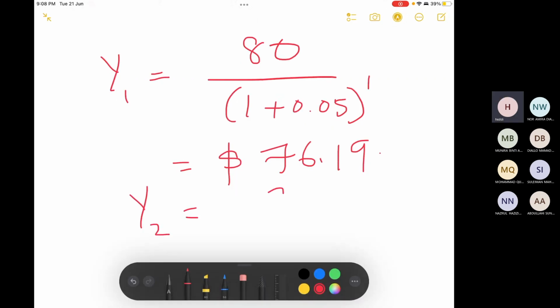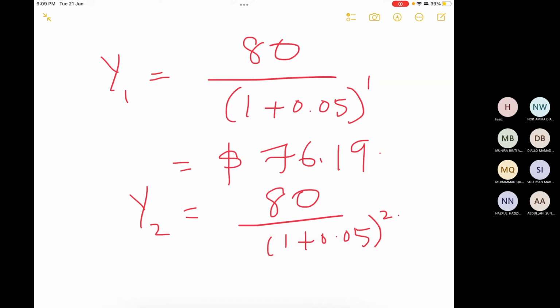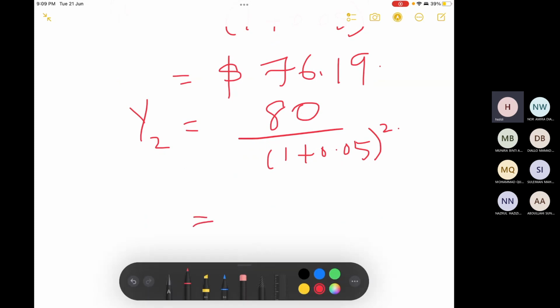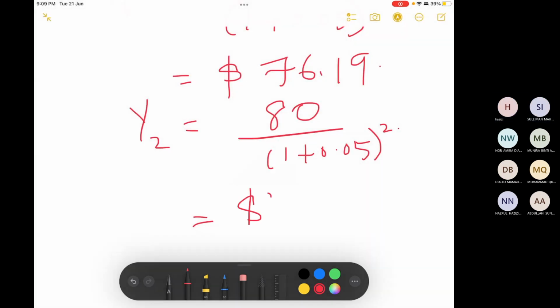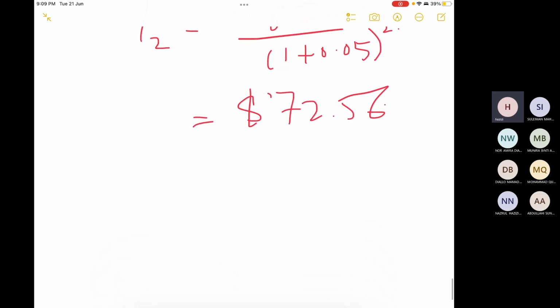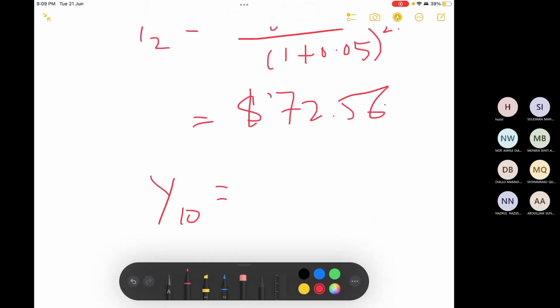Year 2, 80 divided by 1 plus 0.05 to the power of 2. How much, Munira or Bailo or anyone else? 72.56. Sorry, how much? 72.56. All right. So you're going to do this until year 10, right? But don't worry, in the exam I won't ask you to do this much. Until year 10, that's too much for you to handle, right?